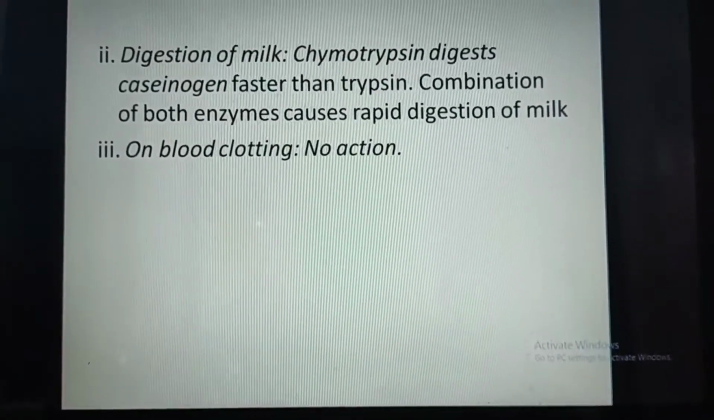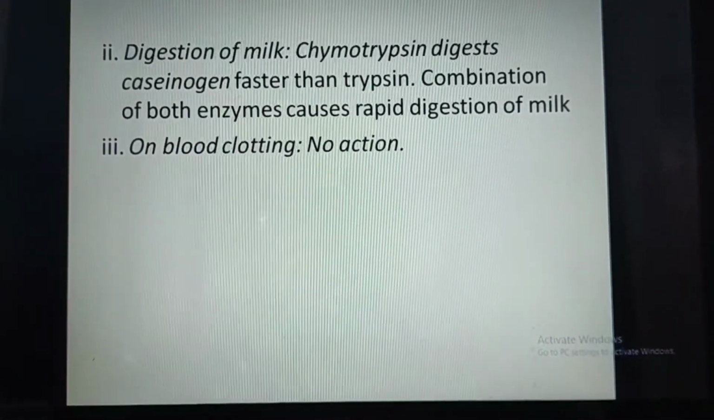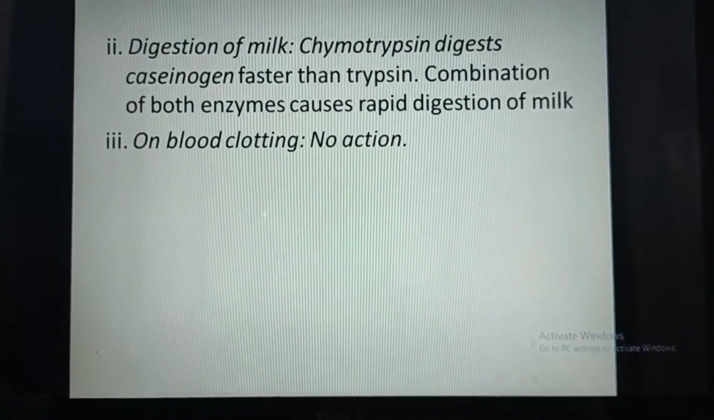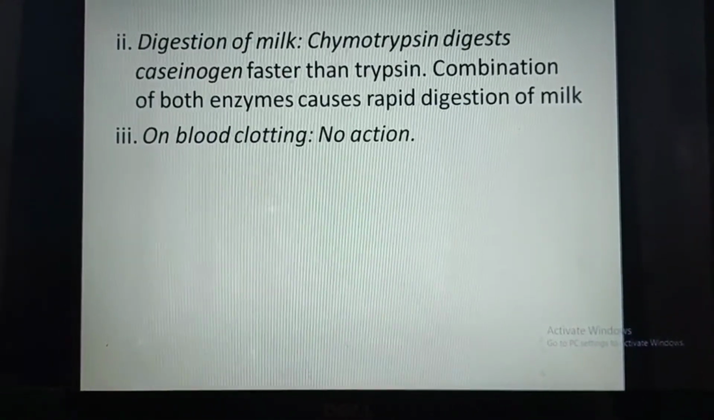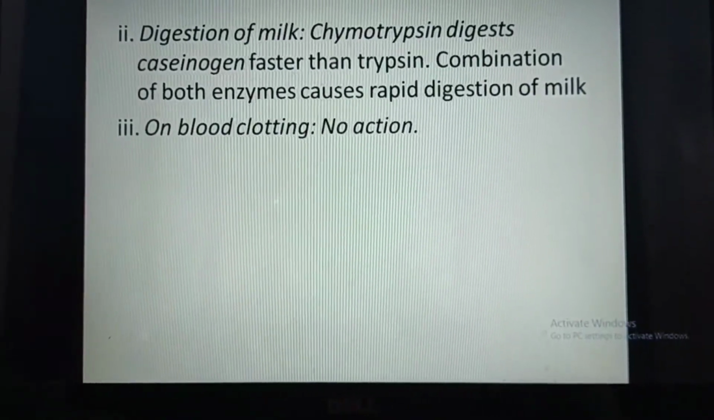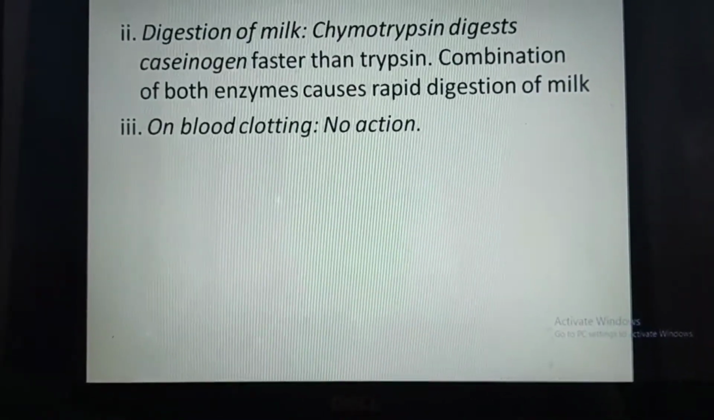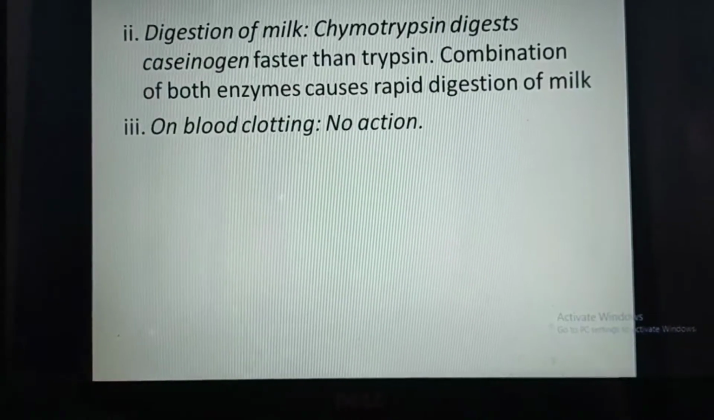Digestion of milk. Chymotrypsin digests caseinogen faster than trypsin. Combination of both the enzymes causes rapid digestion of milk. On blood clotting, there would not be any action.